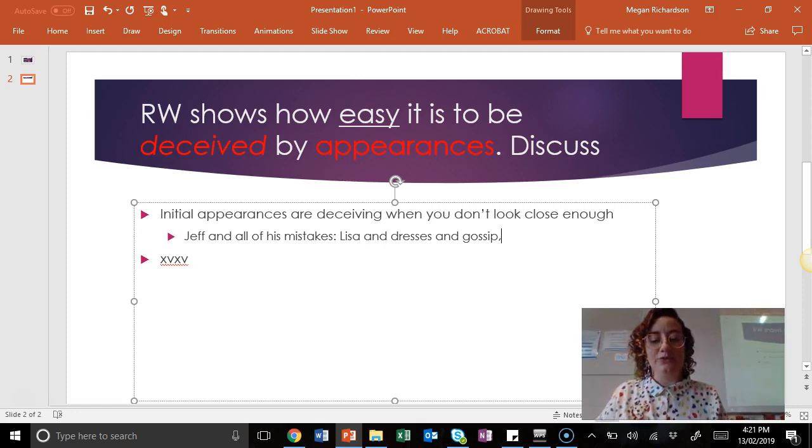He thinks all she's interested in is dresses and gossip, which is ironic because we never hear her gossip at all. And what does she say about the dresses? Why does she dress up like that? Only because it's expected of her.